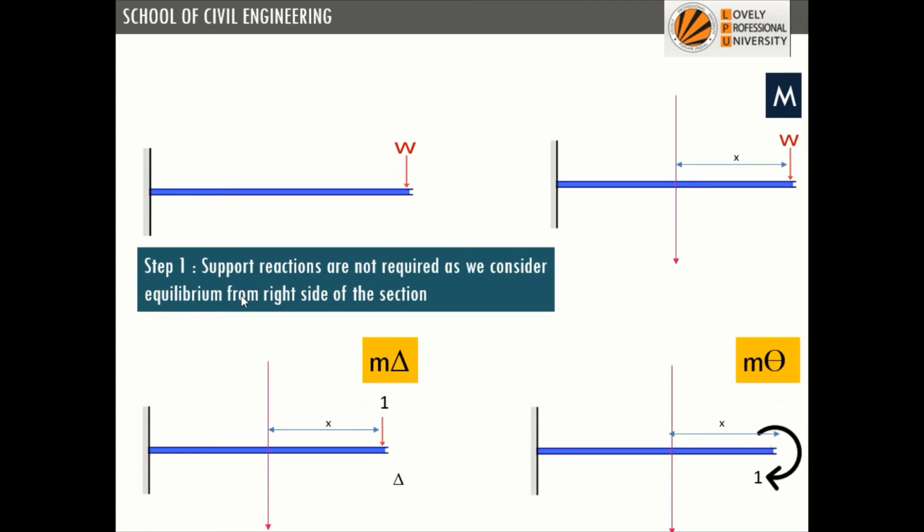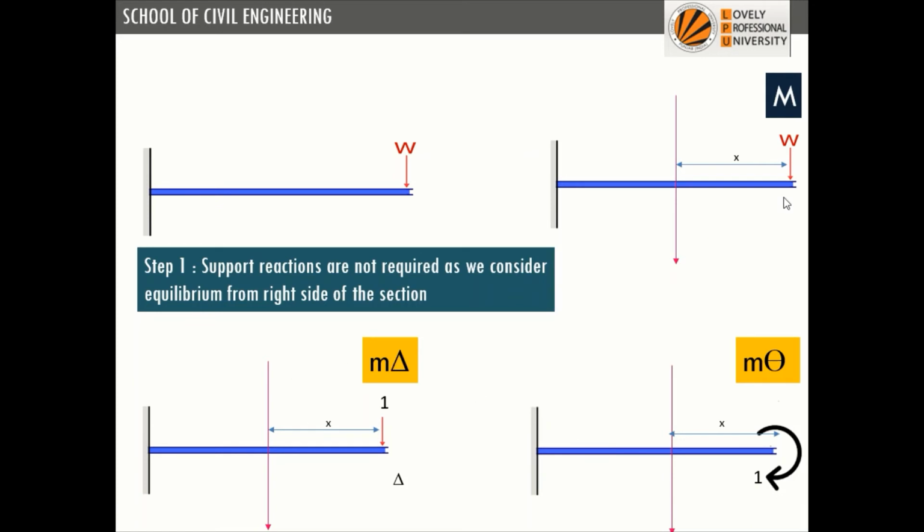So in the previous question, step 1 was to calculate the support reaction, but in case of a cantilever, support reactions are generally not required. What we do is take this section and consider the equilibrium on the right hand side, where we will not have the requirement for reaction. So we can skip this step.